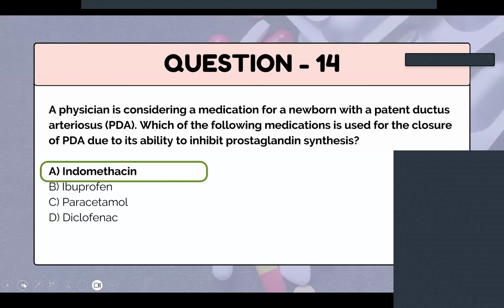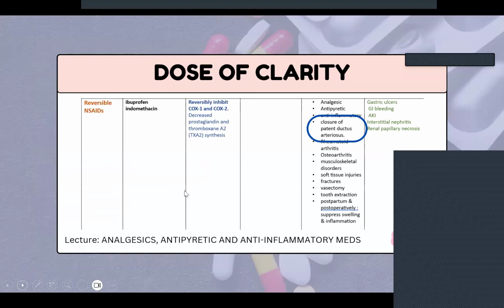So indomethacin, it belongs to which class of drugs? Is it a selective COX inhibitor or non-selective? Yes, it is non-selective. So basically, it's a non-selective COX inhibitor, and it is commonly used to promote the closure of patent ductus arteriosus in newborns by inhibiting prostaglandin synthesis.